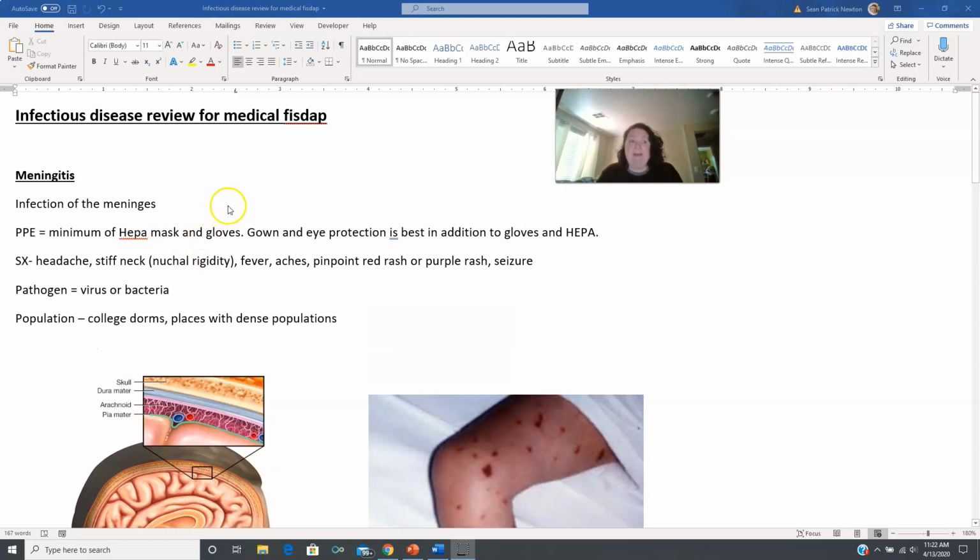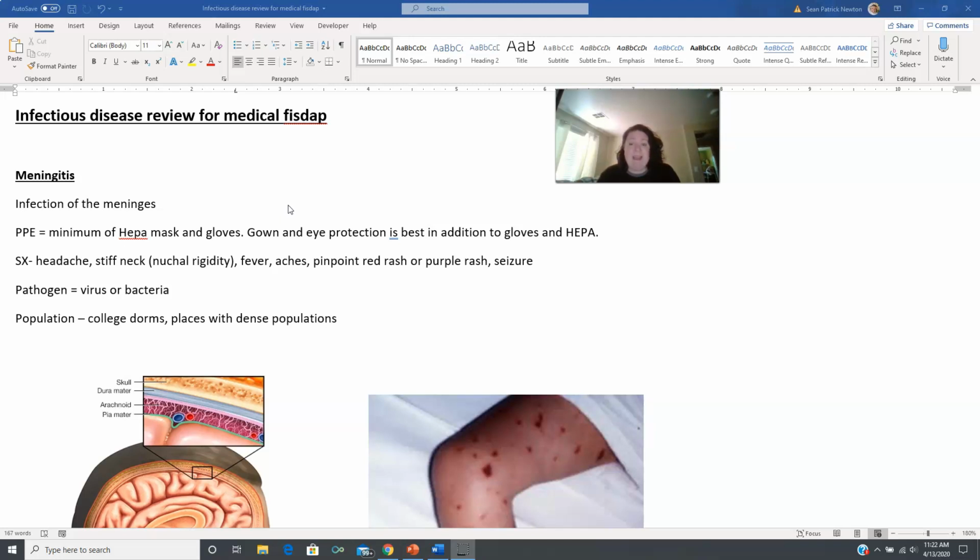So PPE that we use for meningitis is a HEPA mask and gloves. Now, I do think it's best to use a gown, eye protection, a HEPA mask, and gloves, but minimum is a HEPA mask and gloves.